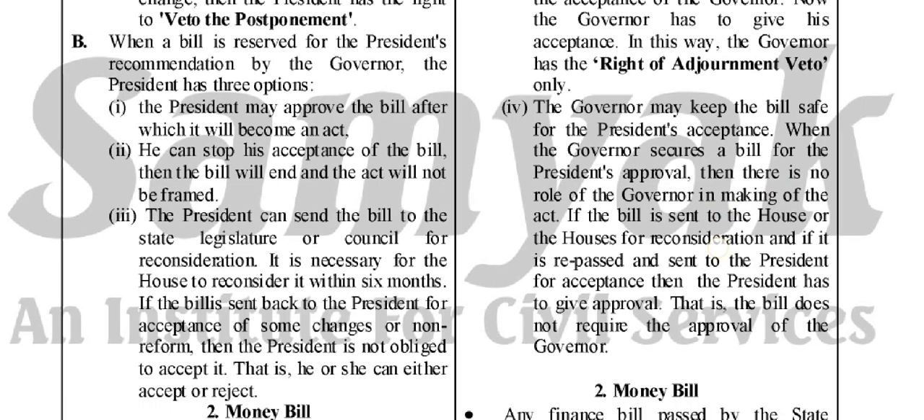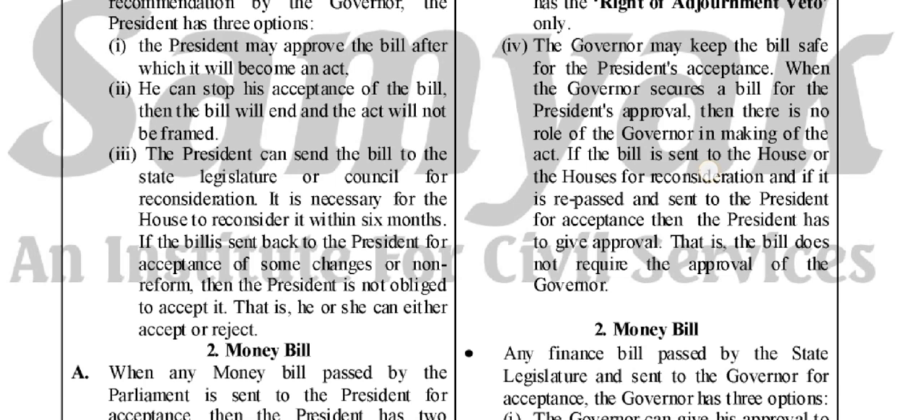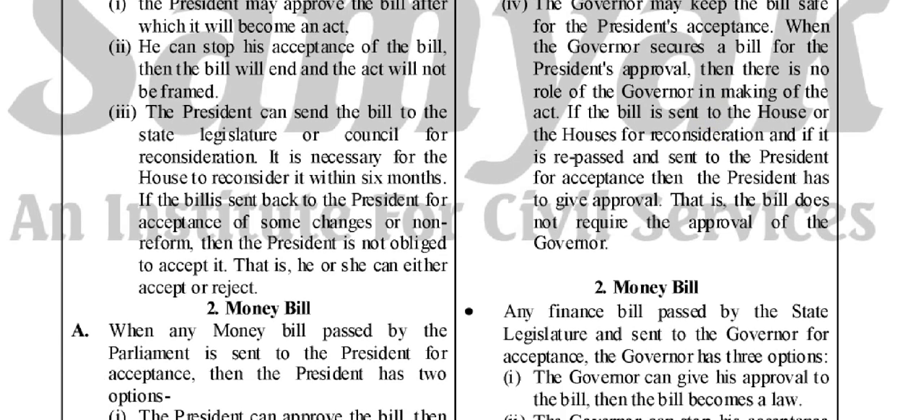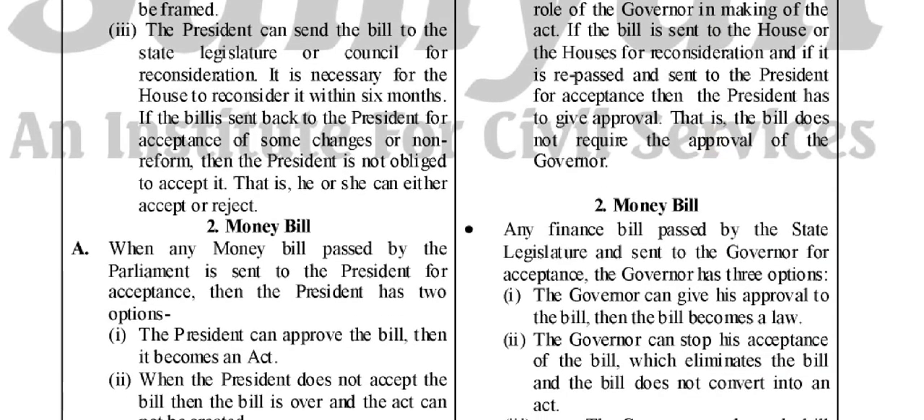When a bill is reserved for the president's recommendation by the governor, the president has three options. The president may approve the bill, after which it will become an act. He can withhold his acceptance of the bill, then the bill will end and the act will not be framed. Third, the president can send the bill to the state legislature or council for reconsideration. It is necessary for the house to reconsider it within 6 months. If the bill is sent back to the president for acceptance, with or without changes, then the president is not obliged to accept it. That is, he can either accept or reject.